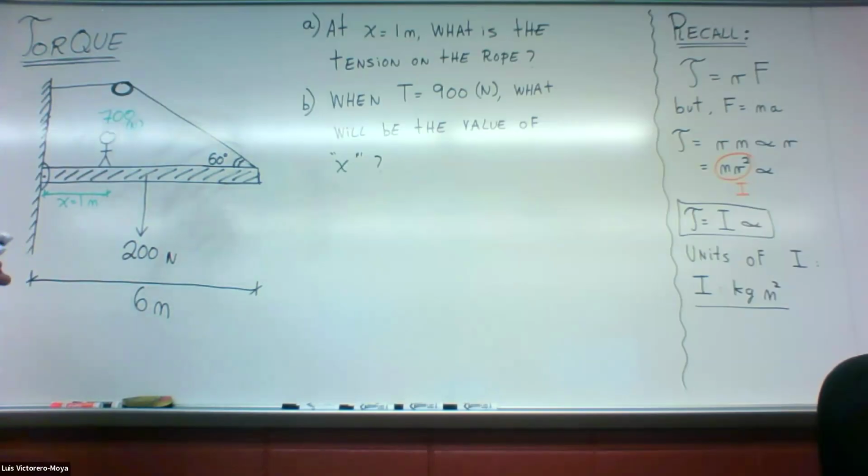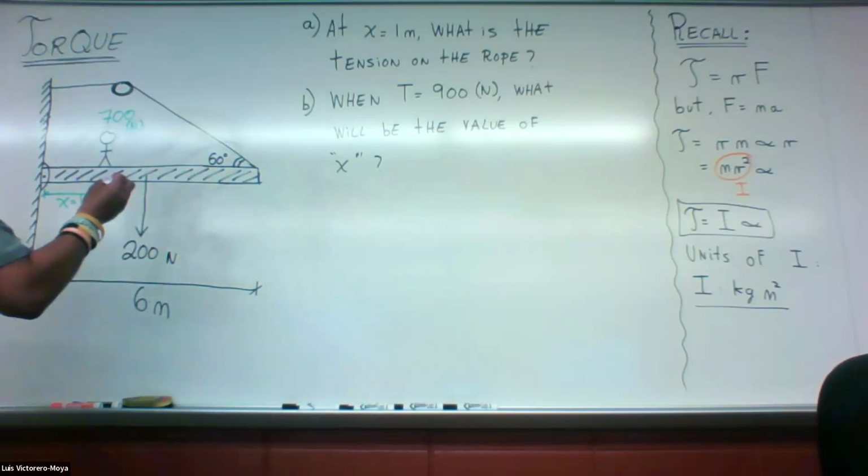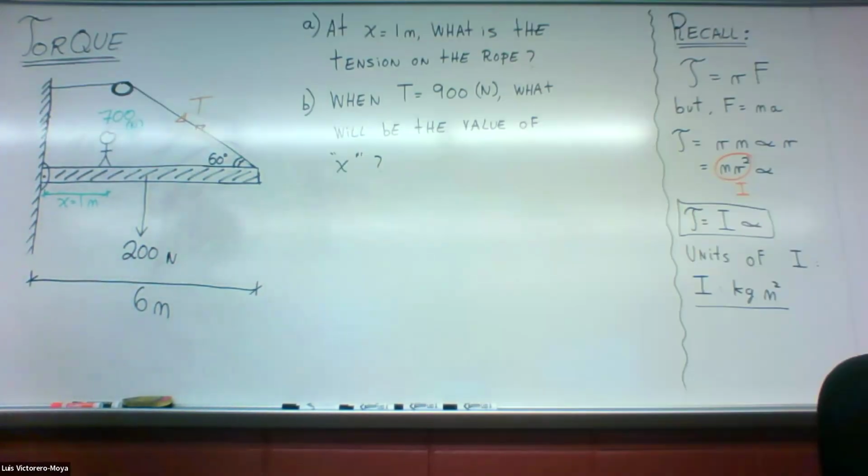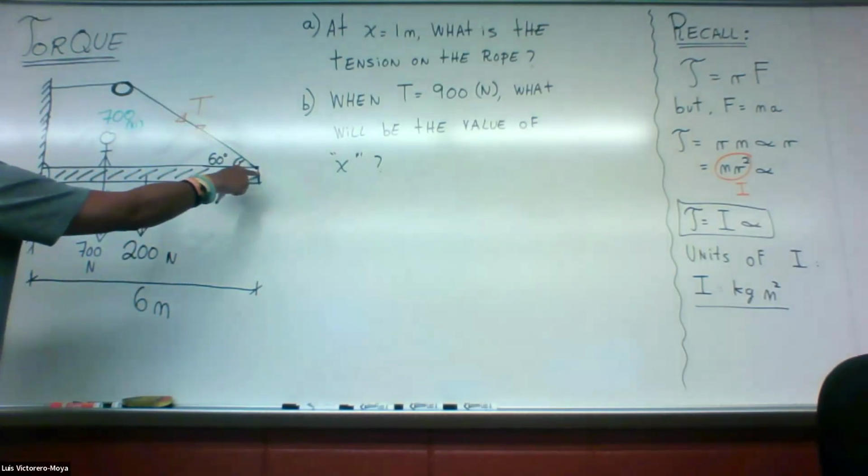So you have two questions here. The first one is asking you, when the person is 1 meter from the support, what is the tension on the rope? Okay, so what you have to do first is you want to draw the tension like that. You have the weight of the bar, which is 6 meters long, and you have the weight of the person like this. That's 700. So you have two forces going down, and you have the tension acting at this point on the extreme.